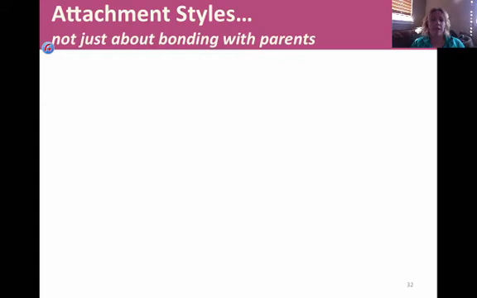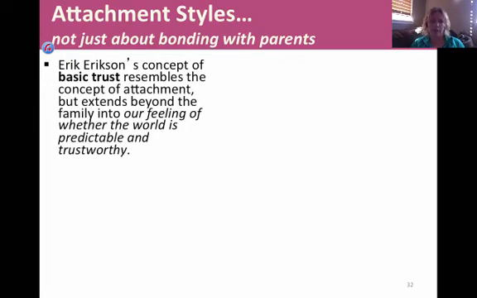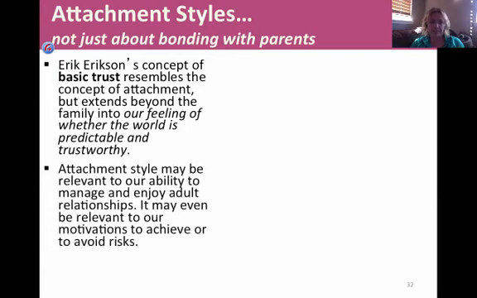Now, attachment styles are not just about bonding with the parents, okay? So Erik Erikson, who we're going to talk about in a couple days, had this concept of what he called basic trust, and it resembles the concept of attachment, but extends beyond the family into our feeling of whether the world is predictable and trustworthy. So Erikson took this idea and said, well, yeah, we have to have this basic trust with our parents and the secure attachment, but he expanded it to life and everything else. Is the world secure? Are we secure in all of our relationships, not just with our families?